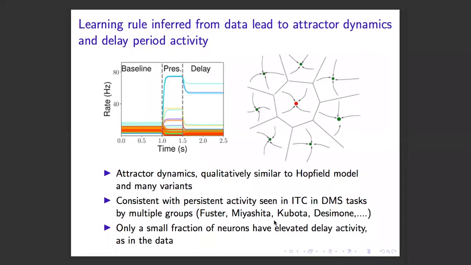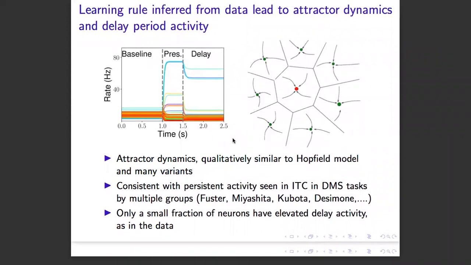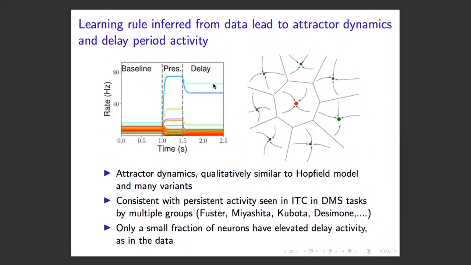And in particular, what this network gives automatically is that only a small fraction of neurons will have elevated delay activity, which is consistent with what people see in the data, where only a low fraction of neurons will be highly active after a particular image is presented.